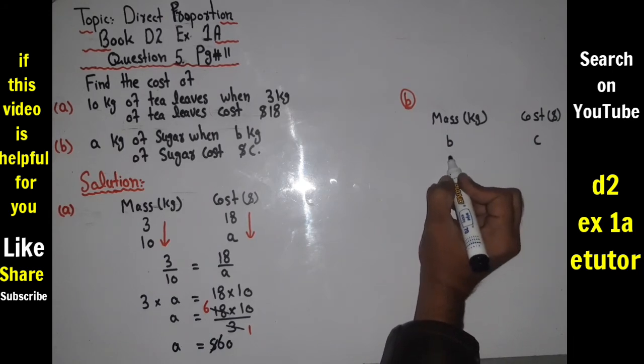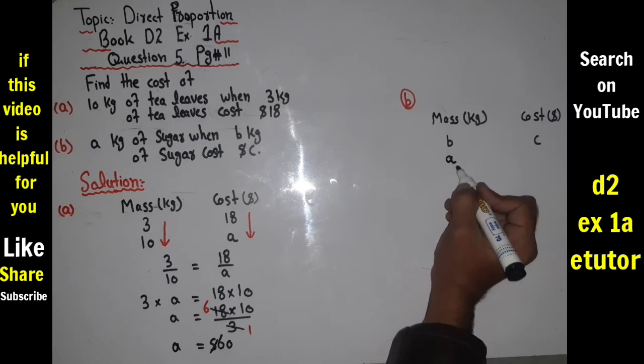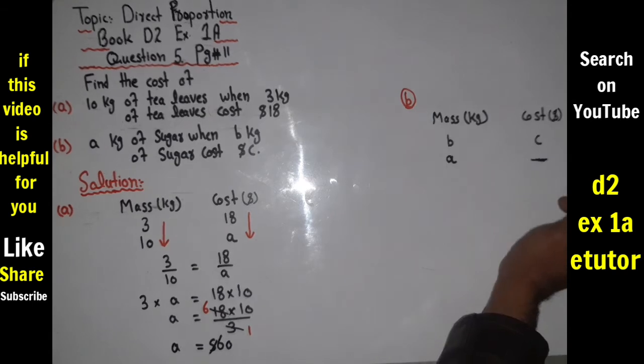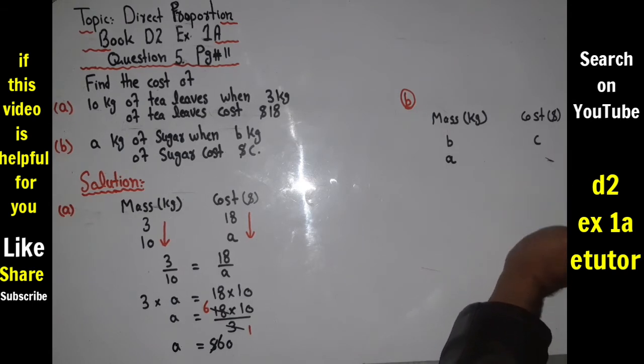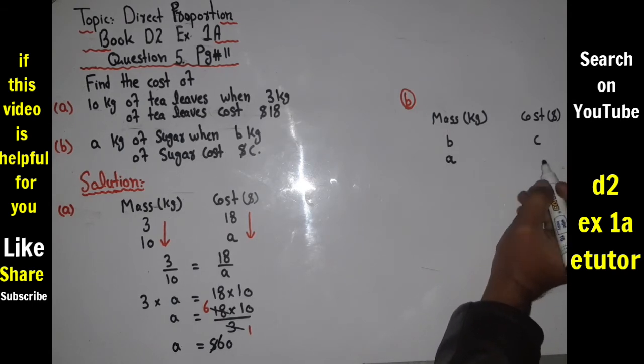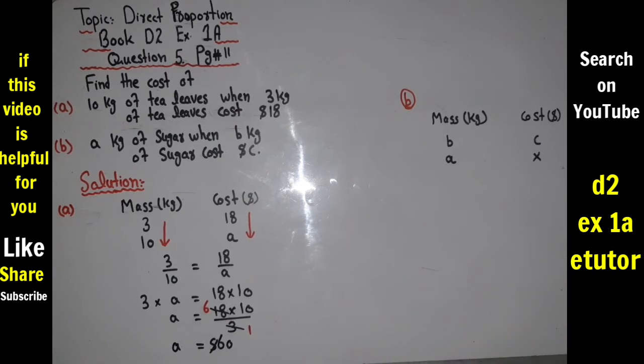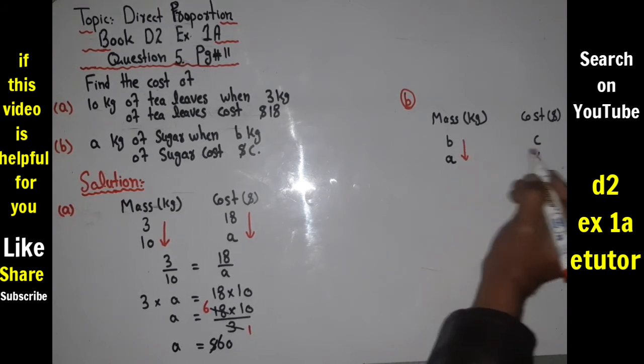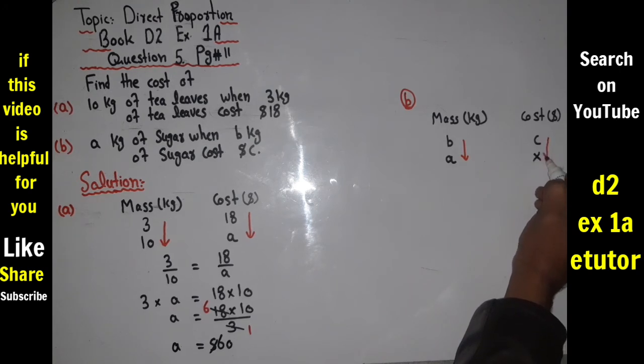A kilogram of sugar. So we have to find the cost of a kilogram of sugar. Now the cost is not given, we have to find it. So we will write x as variable over here. So if this quantity is increasing, then this quantity will also be increasing.